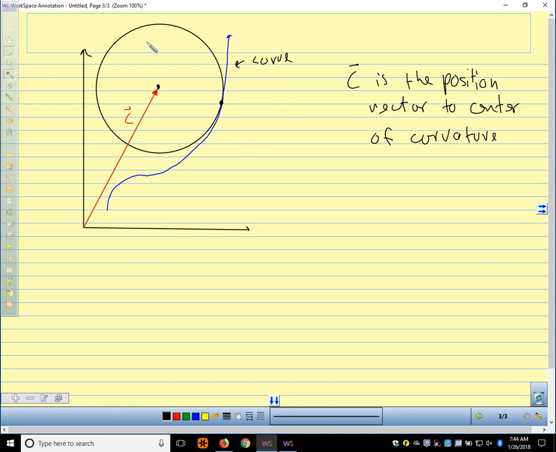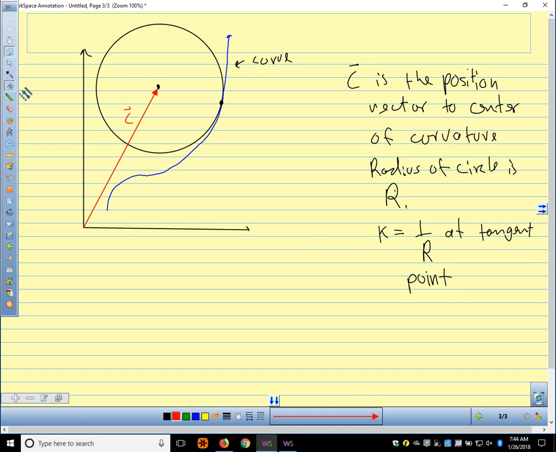And the radius of this circle is r. So the curvature, K, at that particular point is 1 over r. I'm going to draw now a position vector to the point on the curve, and I'm going to call that R.